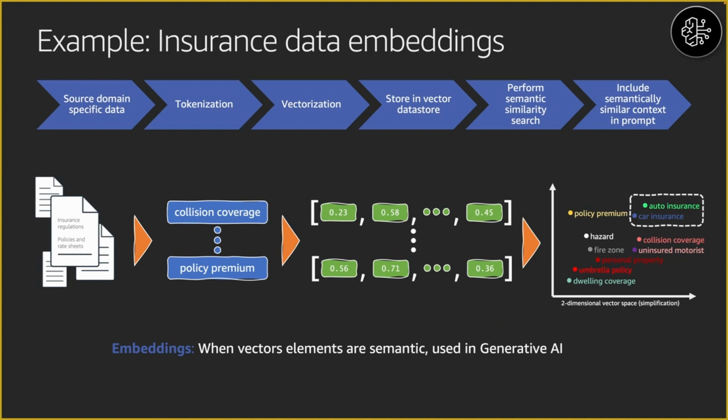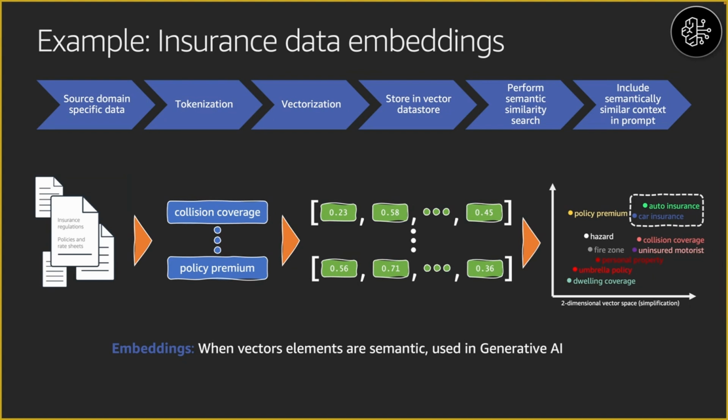This is an example of how the embedding works. As you can see, we have insurance domain specific data, and we can break this data into elements that hold the individual meanings, and that process is called tokenization. Those elements can be words, phrases, paragraphs, or entire documents, whatever makes sense for your use case. And you can take those elements and pass them to the LLMs to derive numerical vectors.